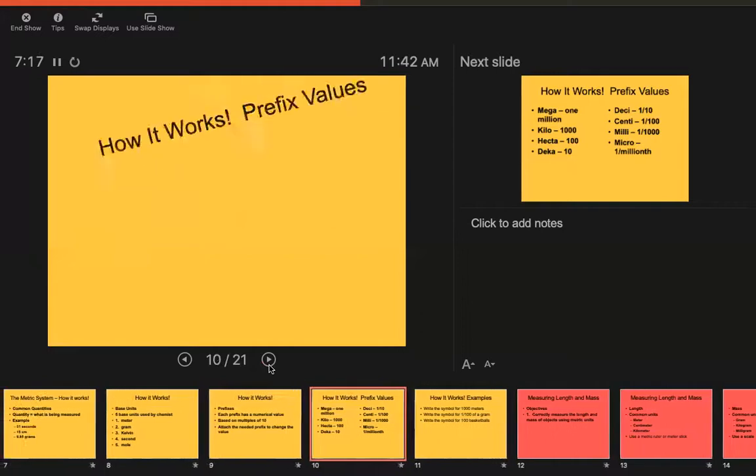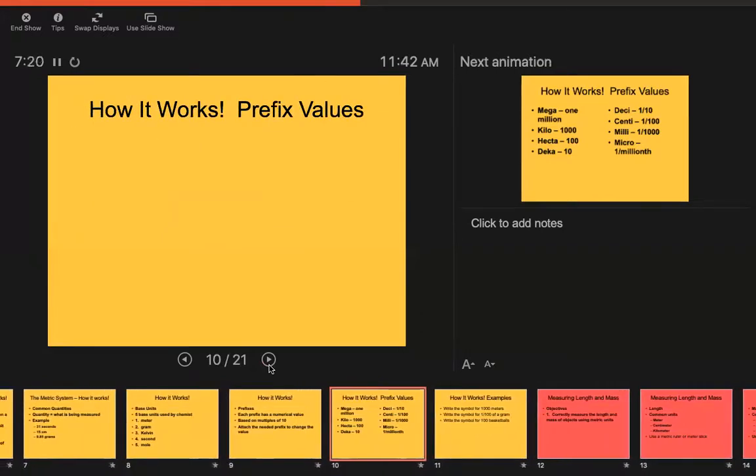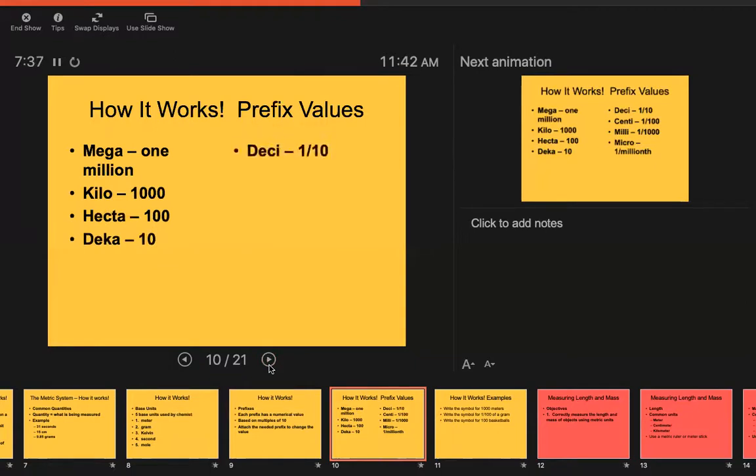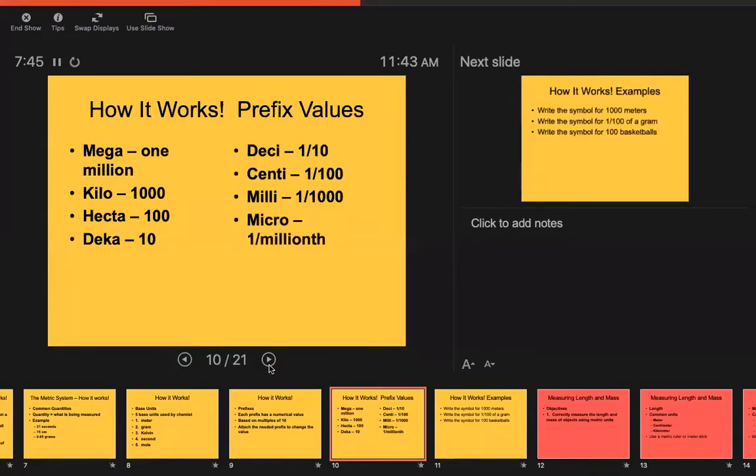All right. The prefixes, the values, and you have to know that kilo means this many. Mega means 1 million. Kilo means 1,000. Hecta means 100. Deca means 10. Deci means 1/10. Centi means 1/100th. Milli means 1/1000th. And micro means 1 millionth. All of these are based on multiples of 10. Deca is 10. Well, 10 times 10 is 100, which is hecta.